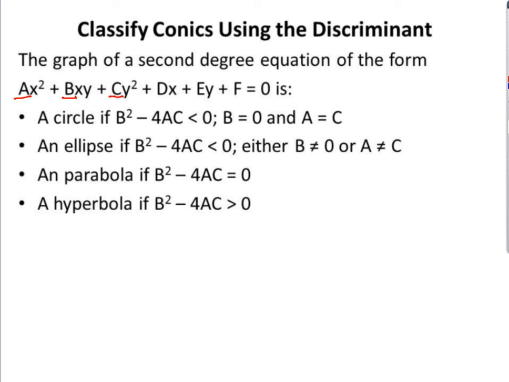If your discriminant is less than 0, so if it's negative, it's either going to be a circle or an ellipse. We know it's going to be a circle if your b value is 0 and your a value is equal to your c value. It will be an ellipse if b does not equal 0 or if your a value does not equal c. If your discriminant is exactly 0, it will be a parabola. And if your discriminant is greater than 0, it will be a hyperbola.